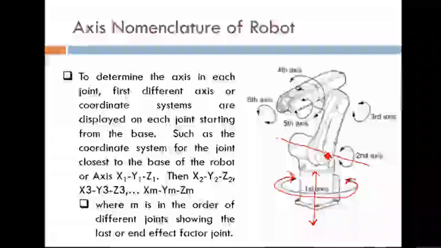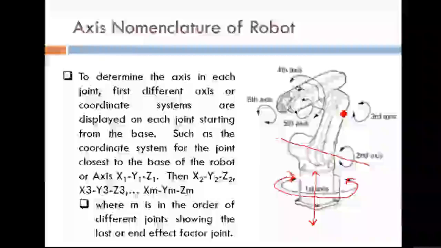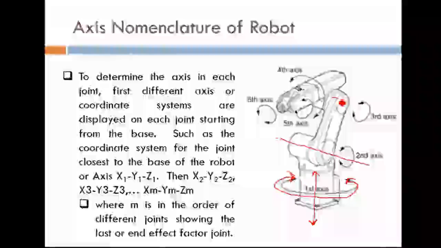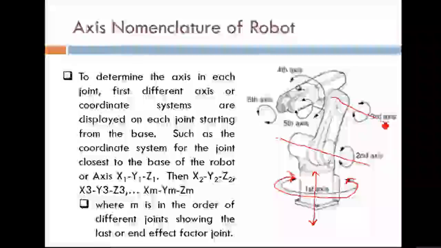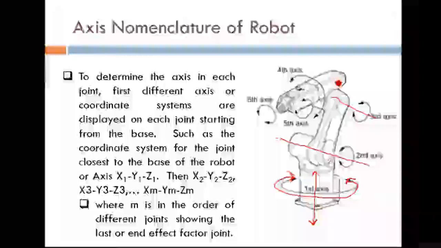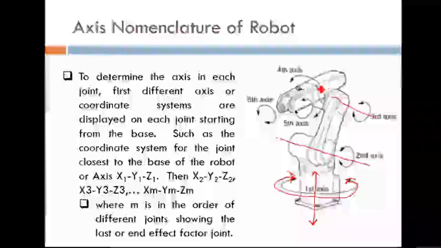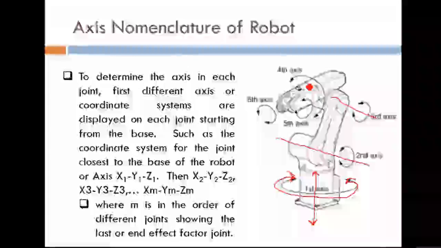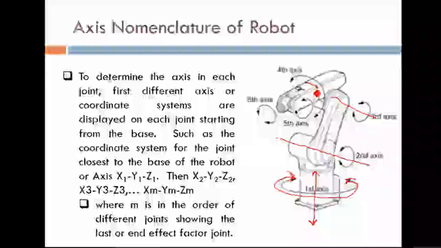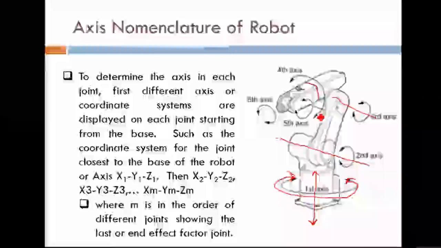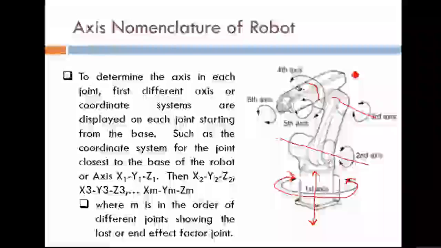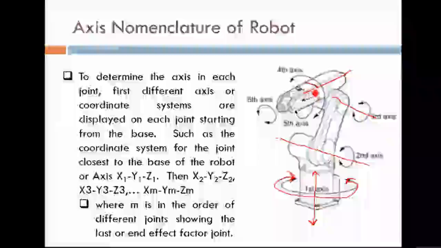Now we go to the third joint, the next joint. This is the third axis. We move upward. Here there is no joint, so we move again. Then here is one joint. This joint moves like this, a rotation movement. So it has one axis.